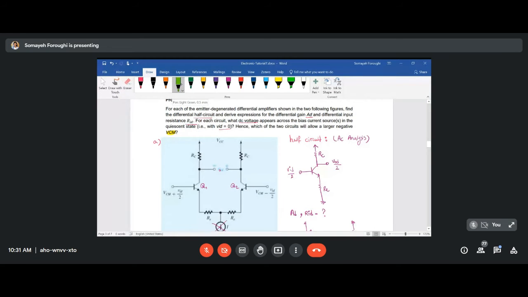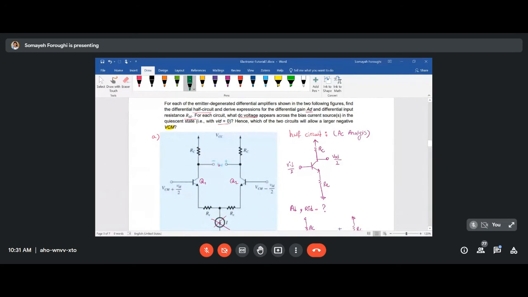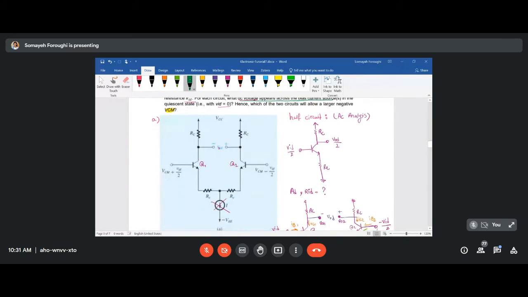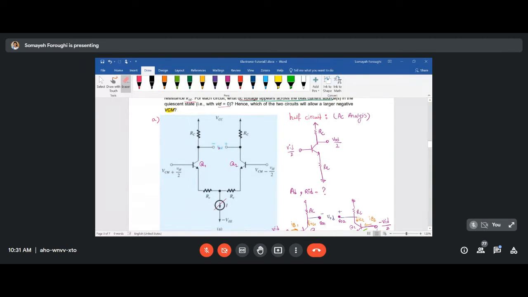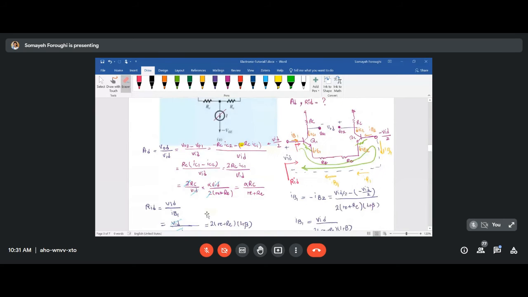Use across the bias current source. Okay, so listen, it says a DC voltage also appears across the bias current source. It means that at that current source you have here, you should have, for example, a positive and negative V current source as the voltage over it, because of the given hint. So let us continue with the DC analysis.